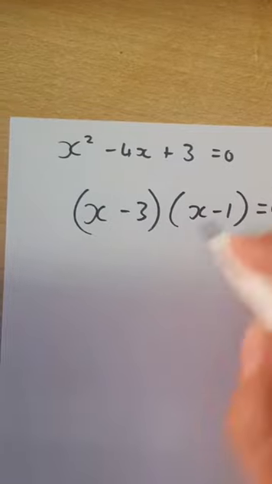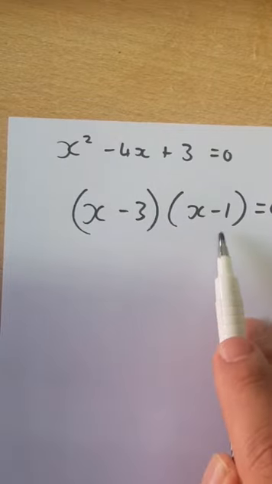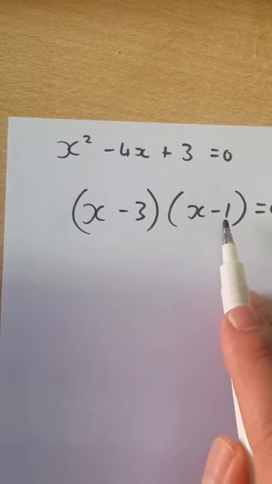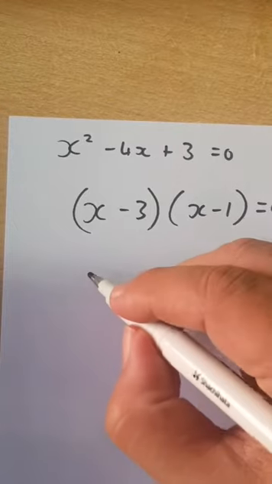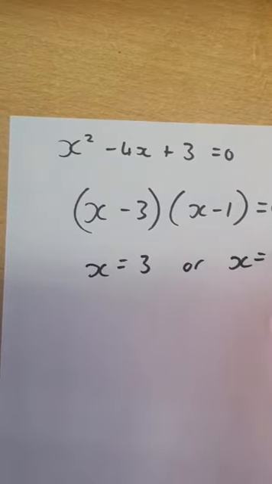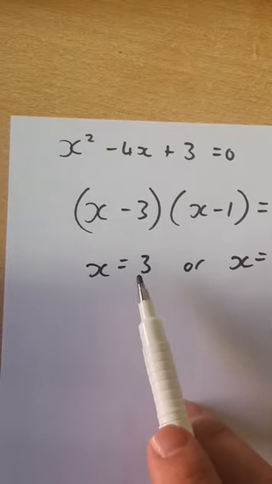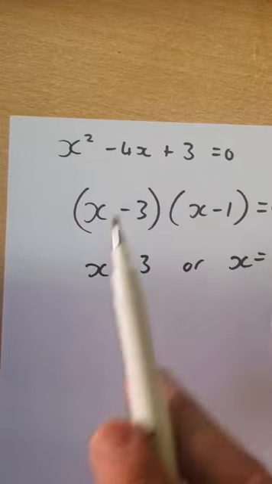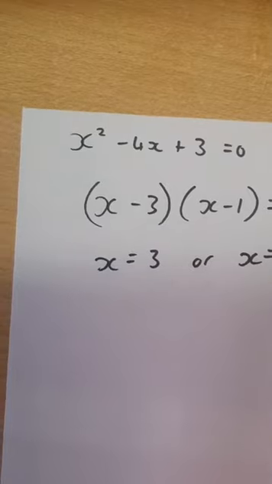Let's double check that. x times x is x squared, minus 3x minus 1x is minus 4x, and minus 3 times minus 1 is positive 3. That's correct. So we can say x is equal to 3 or x is equal to 1. And remember guys, to always check by substituting your x into the equation, and the right hand side should equal the left hand side, and so you know you're correct.